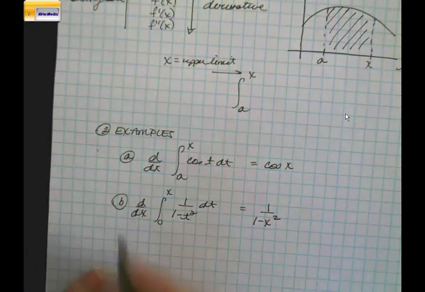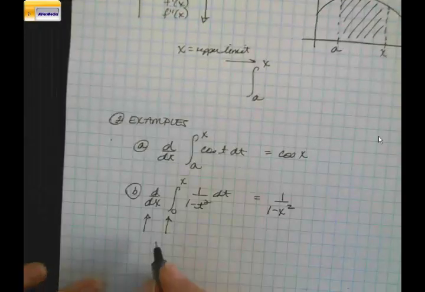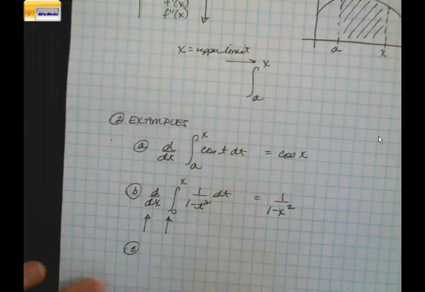Okay, this is the derivative of the integral. It's reversing itself. The derivative of the integral, undoing what's being done.